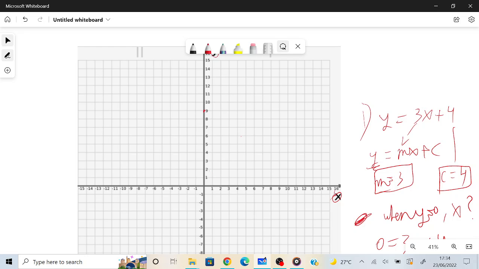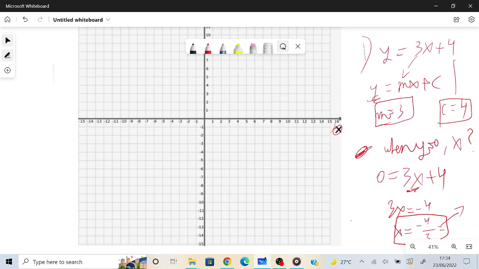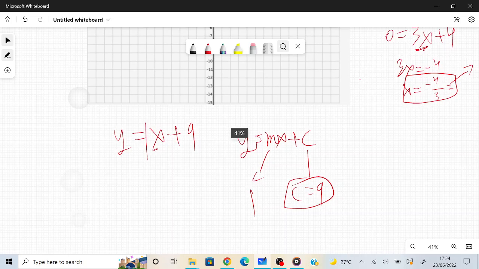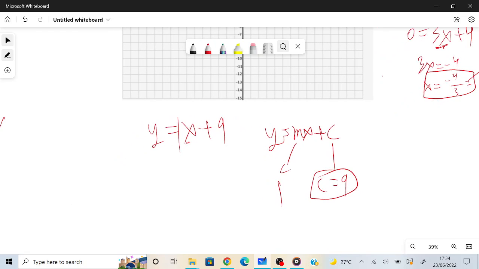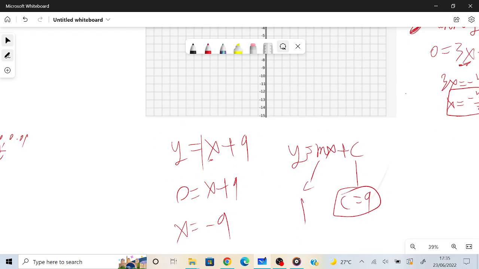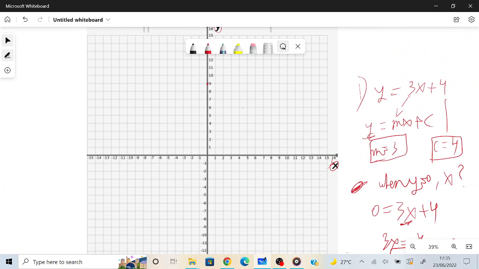Yep. So now we need to know where it would intercept the x-axis, and as we said, at the x-axis y is 0. So this basically becomes 0 equals x plus 9. Yeah, x is equal to minus 9. So let's trace minus 9 on our coordinate axis. That is somewhere here.